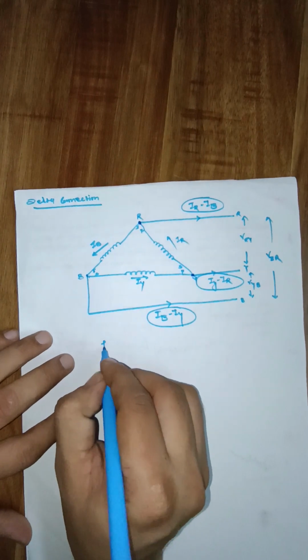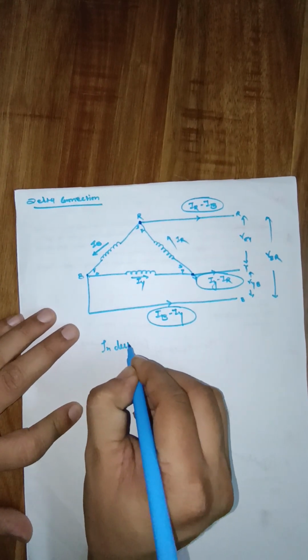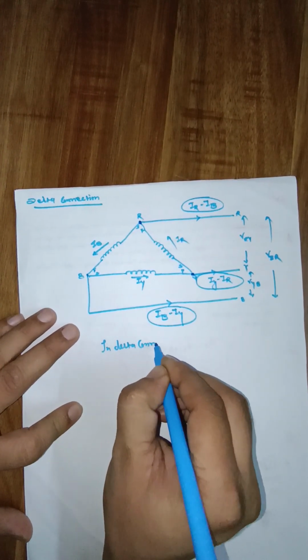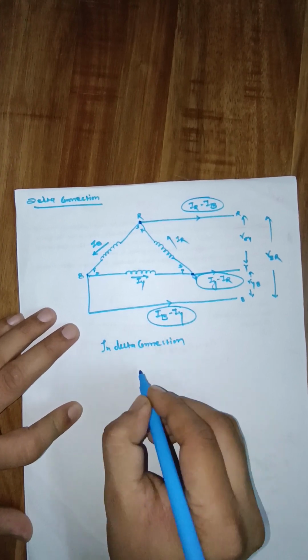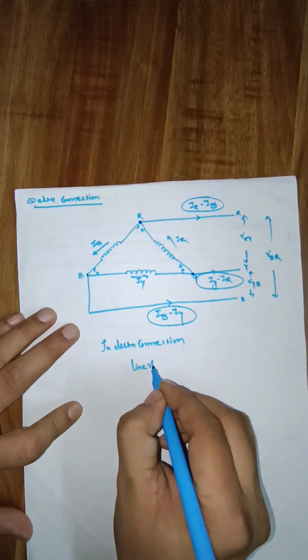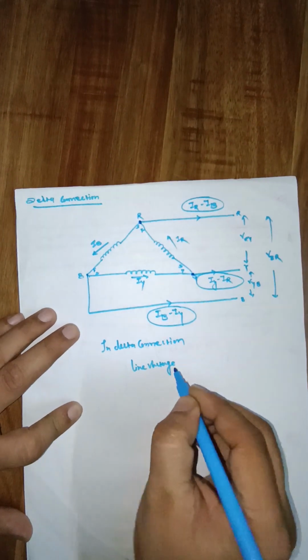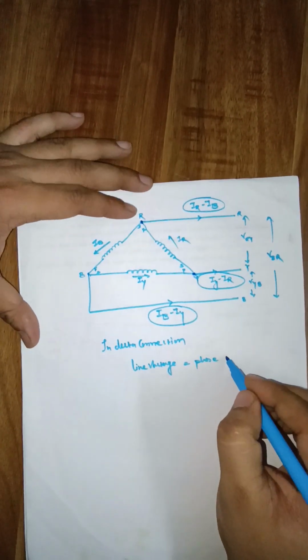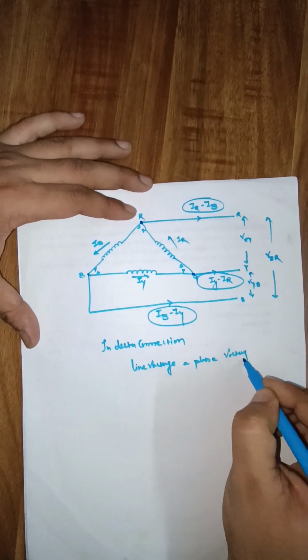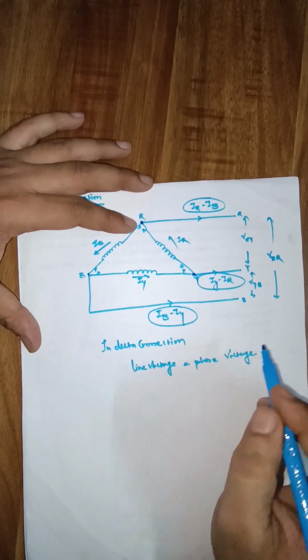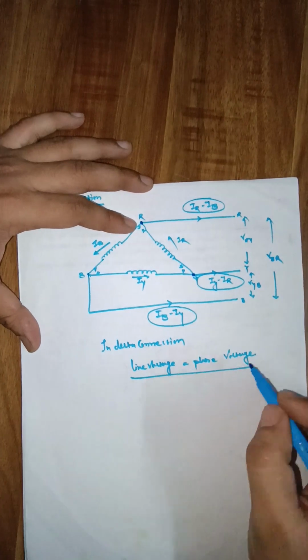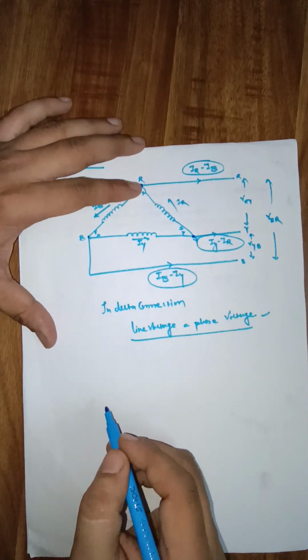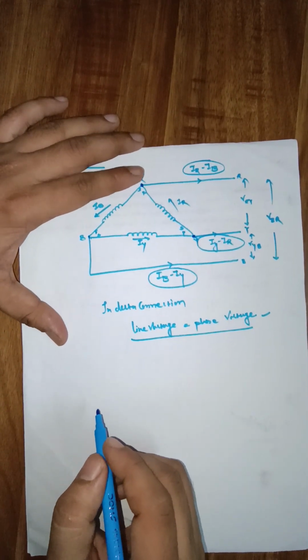So in delta connection, line voltage is equal to the phase voltage. Line voltage is equal to the phase voltage. So this is the first condition. Clear? Now we will draw the relationship between line current and phase current.